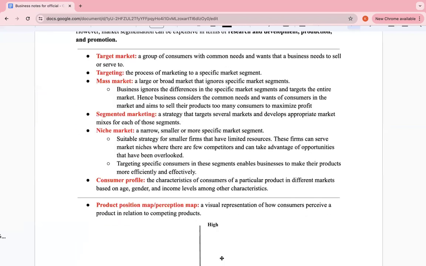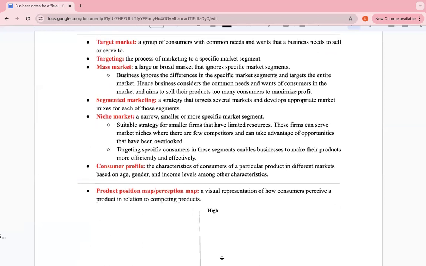So then you have target market. So what's a target market? A target market is a group of consumers with common needs and wants that the business wants to sell or serve to. Like I said, there's a market segment of teenage girls that the business wants to sell to. That's your target market. There's a specific market with a specific need or want, and the business is willing and able to achieve that specific need or want. So that's where the business will be targeting, and that will be the target market.